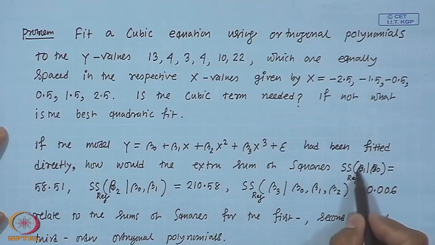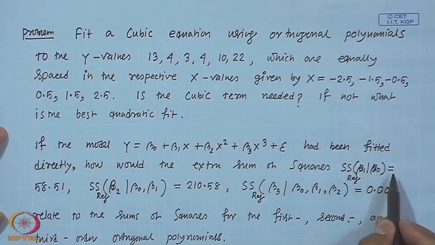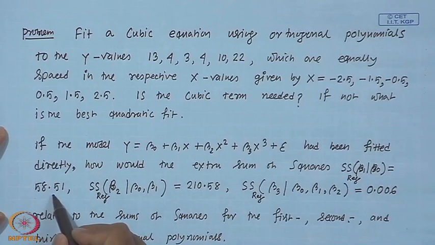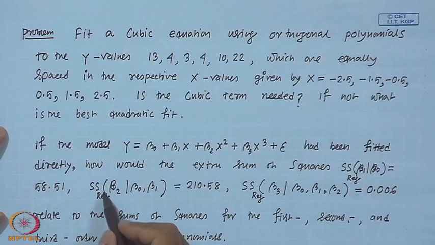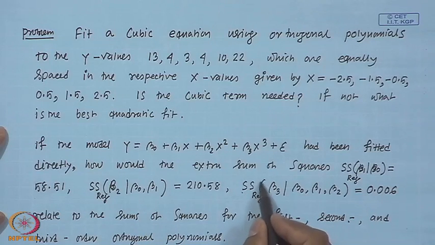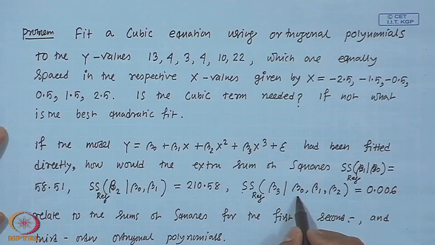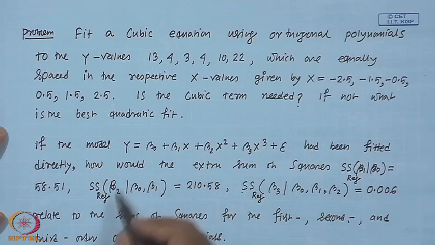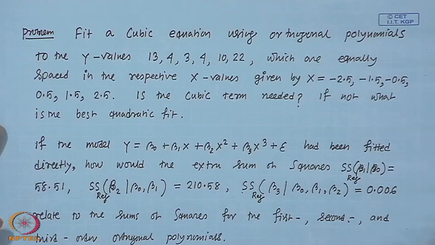SS regression due to beta 1 given beta naught, which is equal to 58.51, and SS regression due to beta 2 in the presence of beta naught and beta 1, which is equal to 210.58, and SS regression due to beta 3 in the presence of beta naught, beta 1 and beta 2, how are these related to the sum of squares for the first, second and third order orthogonal polynomial. So, you understand the problem.